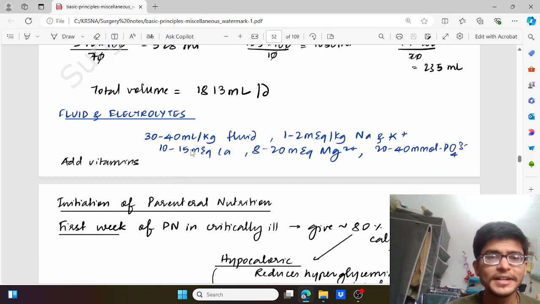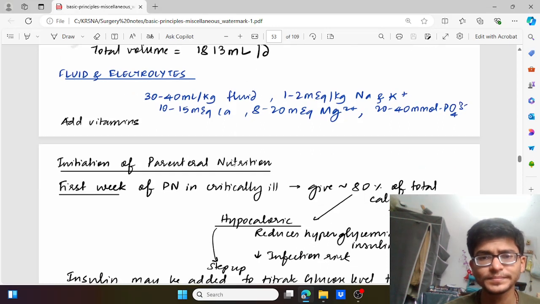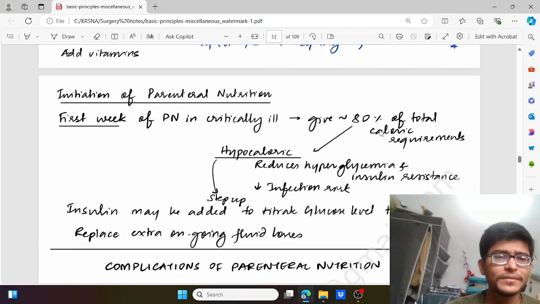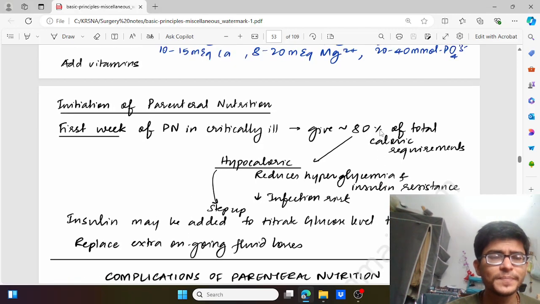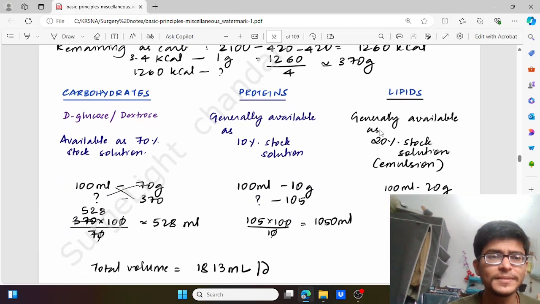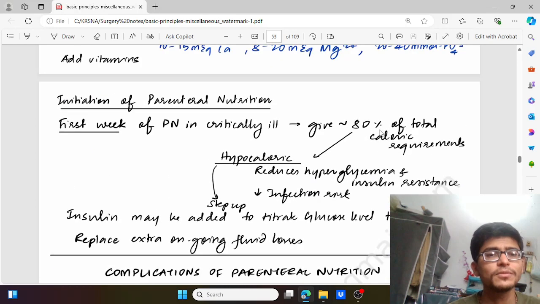So normal fluid needed for the body is 30 to 40 ml per kg. Sodium potassium will be 1 to 2 milliequivalent per kg. Calcium will be 10 to 15 milliequivalent, and magnesium 8 to 20 milliequivalent, and 20 to 40 millimole of phosphate. We have to add some needed vitamins. So these are the normal requirement and composition of the TPN, peripheral nutrition formulas.